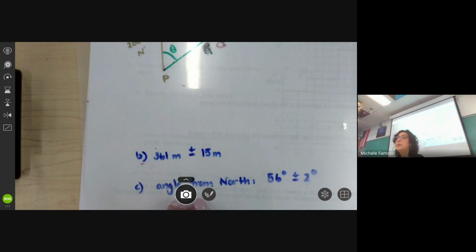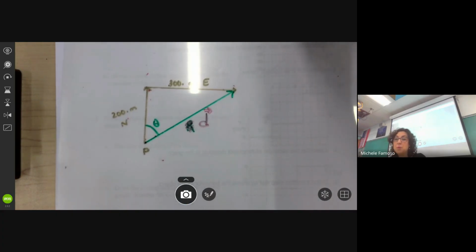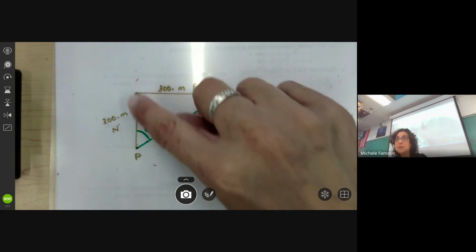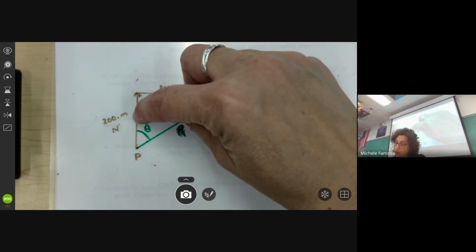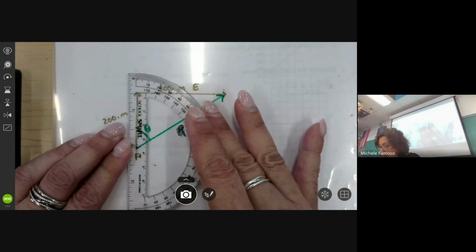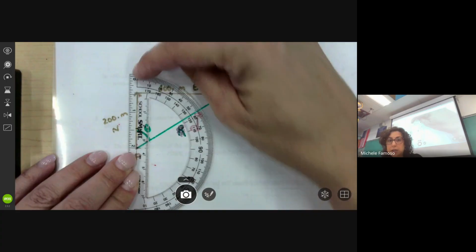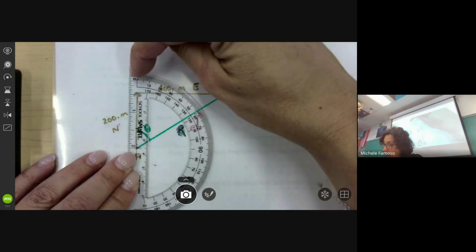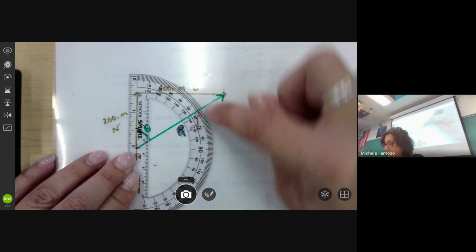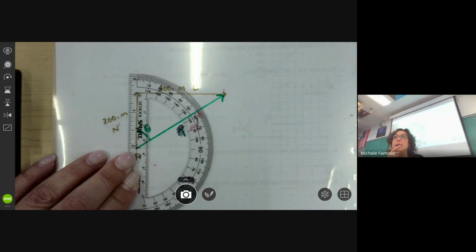Okay. Yep. Can you show again how you measure theta? Yep. So they asked you to measure from the north. Well, north in this picture is up here. That's our reference line then. So we have to measure from here over. So we're going to put our origin at point P. And I'm going to line up my 0 with north. And then I'm going to measure the size of that opening this way, and that's how I'm getting the 56. You're welcome. Anything else?